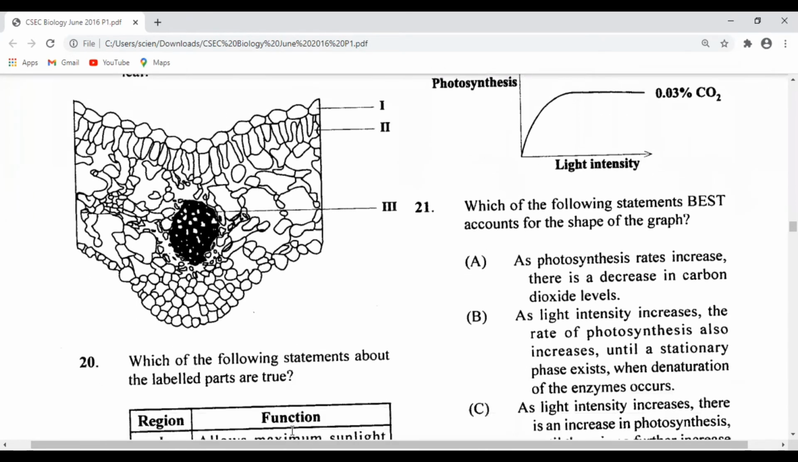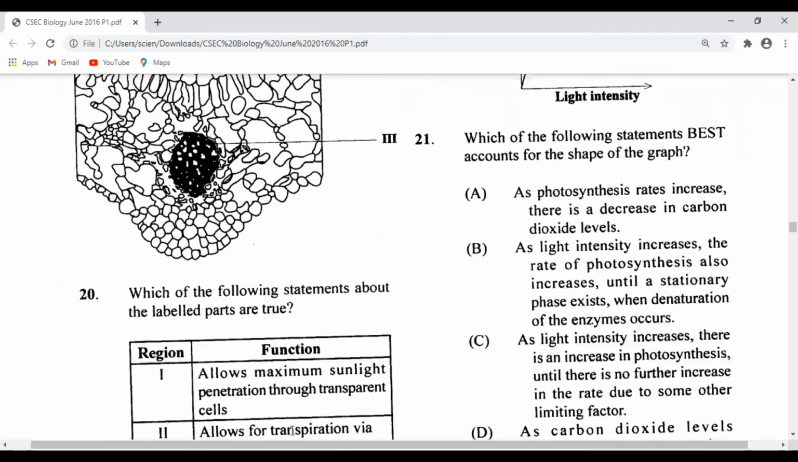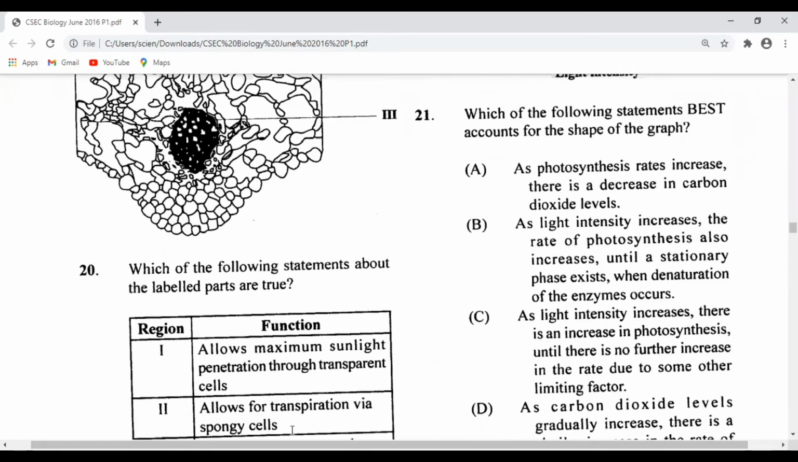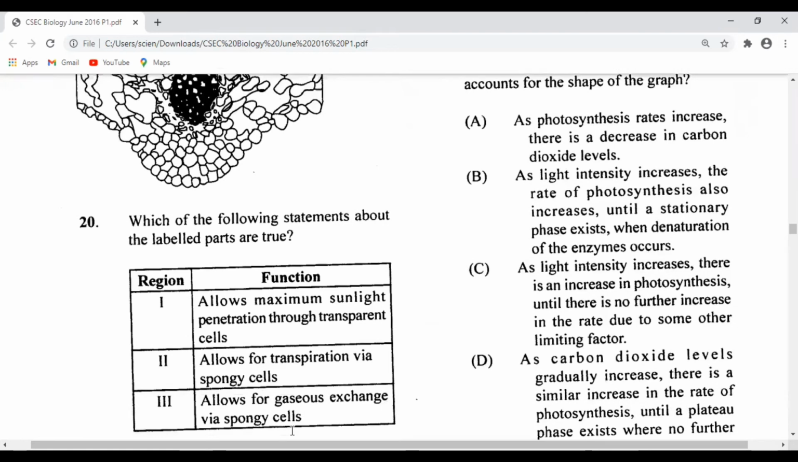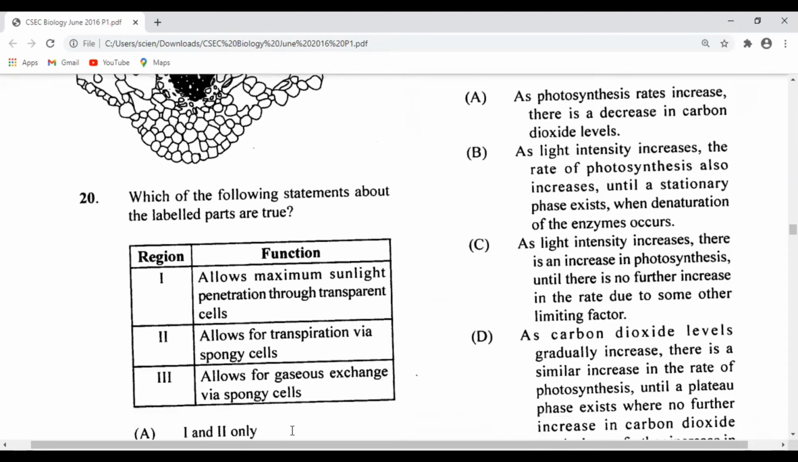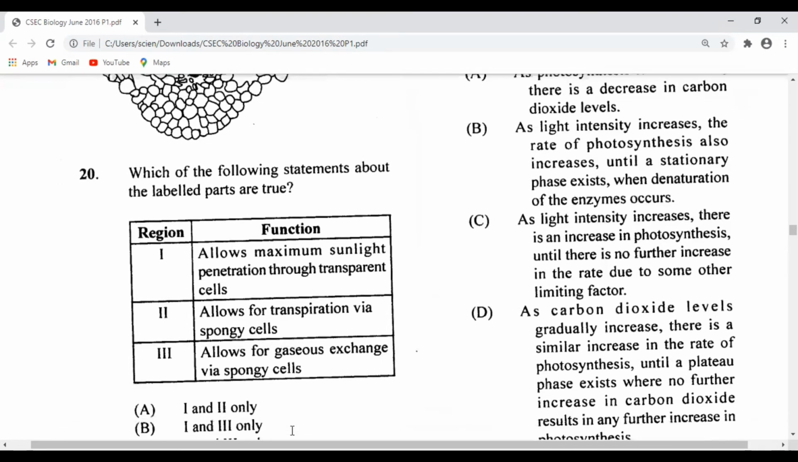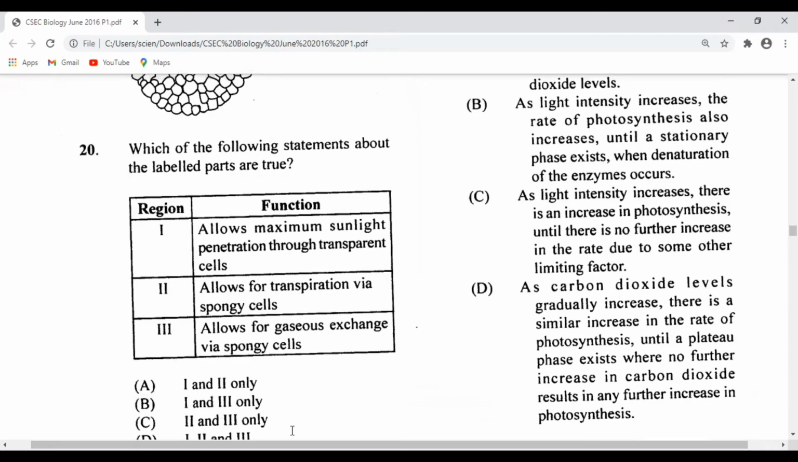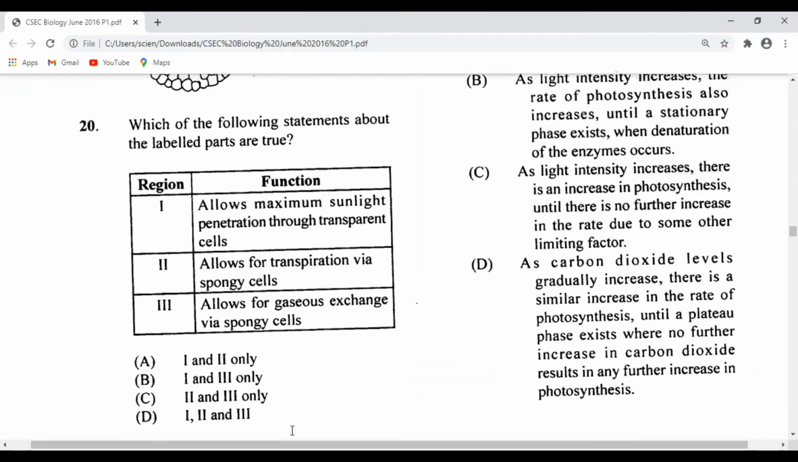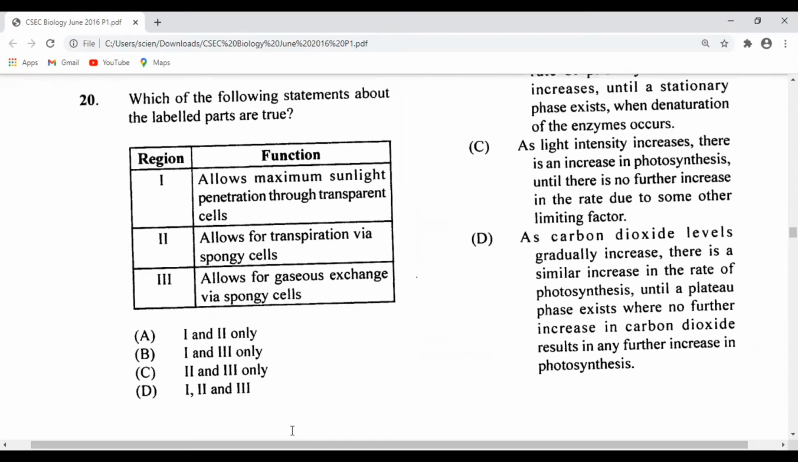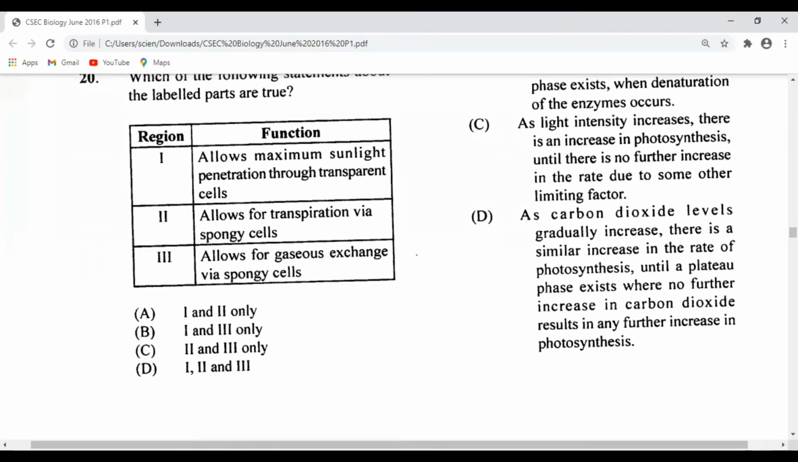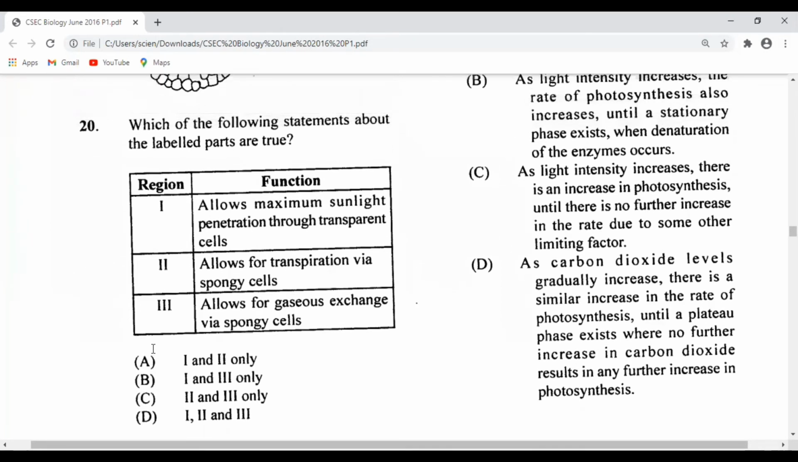Alright. So now, 1 allows maximum sunlight penetration through the transparent cell. Okay. 2 allows for transpiration via the spongy cells. And 3 allows for gaseous exchange via the spongy cells. So I will go with 1 and 3 because transpiration doesn't really happen in the spongy cells. So 1 and 3, and that would be B. Alright. So the answer is B.